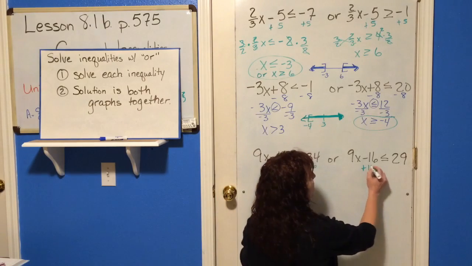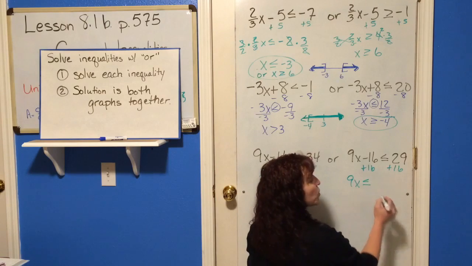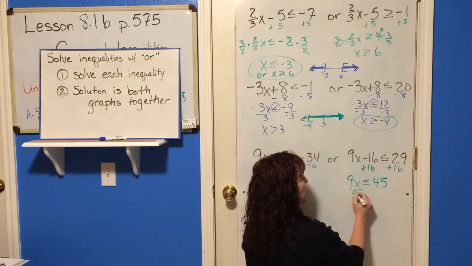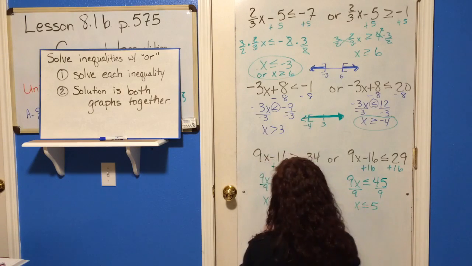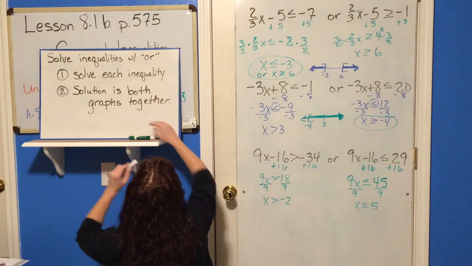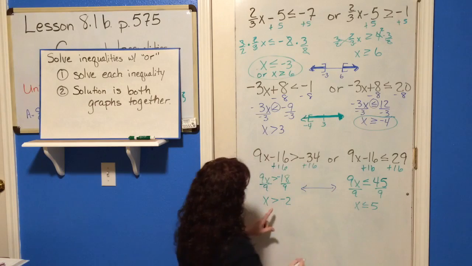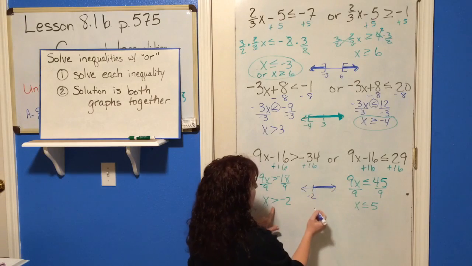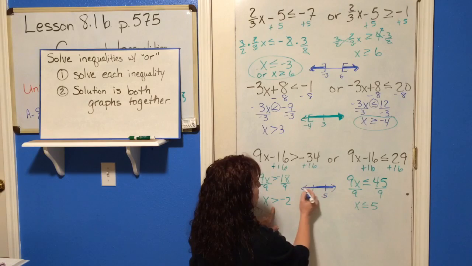Add 16 to both sides here. 9x is less than or equal to 20, 30, 45. Divide both sides by 9. X is less than or equal to 5. Draw our graph to find out where these are going. So x is greater than negative 2, so greater than goes this way. And x is less than or equal to 5, so it's going to go this way.